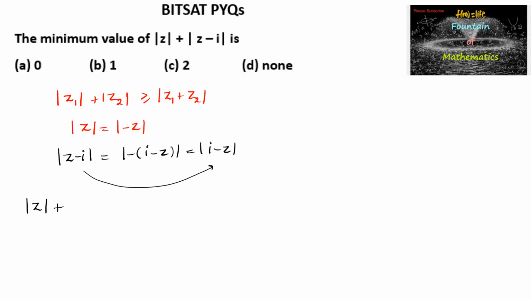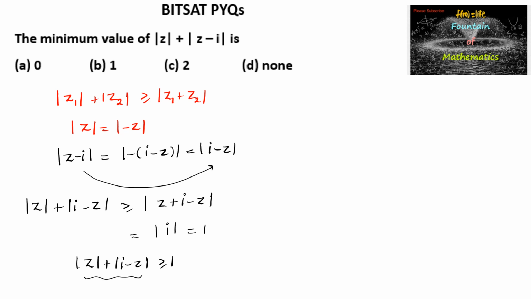So mod z plus mod of i minus z is greater than or equal to mod of z plus i minus z, that is equal to mod of i, since z gets cancelled, and mod i value is equal to 1. So mod z plus mod of i minus z is greater than or equal to 1, and hence we can conclude that this expression has the minimum value 1. So the minimum of mod z plus mod of z minus i is 1, which is our option B.